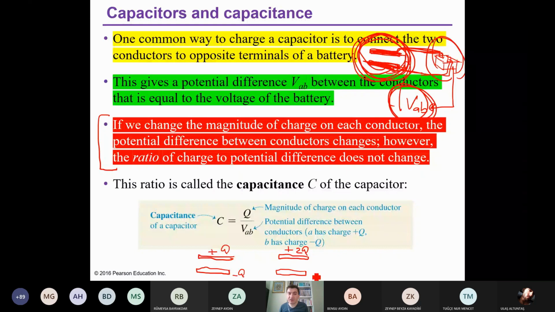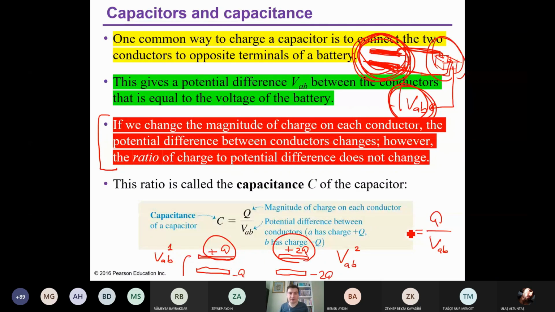If we change the magnitude of charge on each conductor, the potential difference between the conductors changes. At the beginning, the potential difference is VAB1, let's say, and now we have VAB2. So the potential difference changes with the change in the magnitude of charges on each conductor. But what about the ratio of charge to potential difference? This ratio does not change, and it is equal to the capacitance of a capacitor.